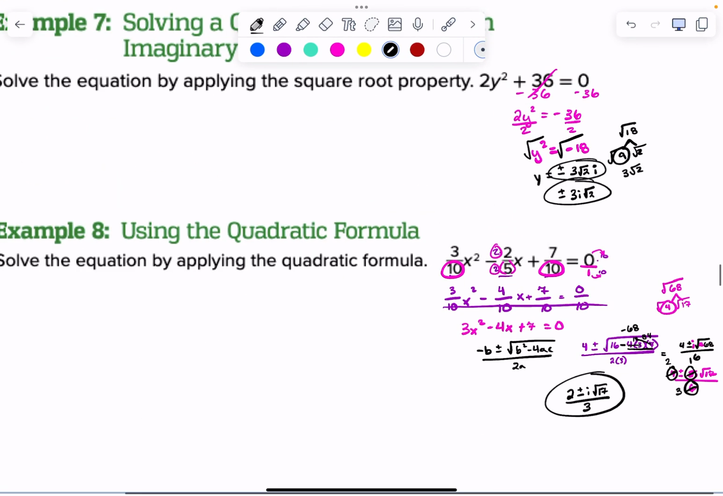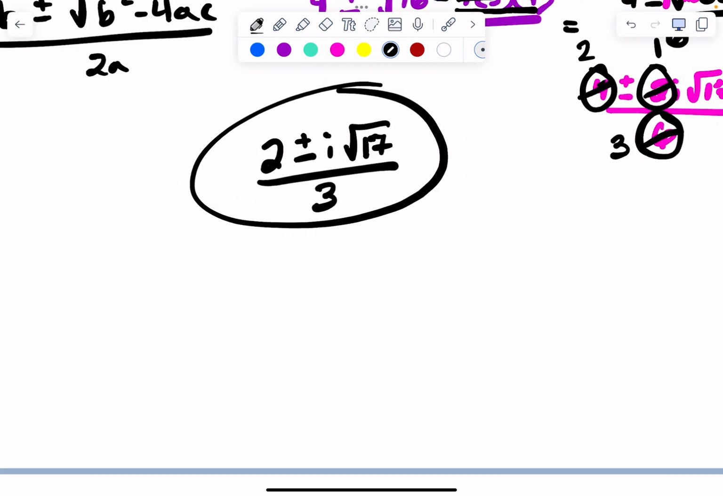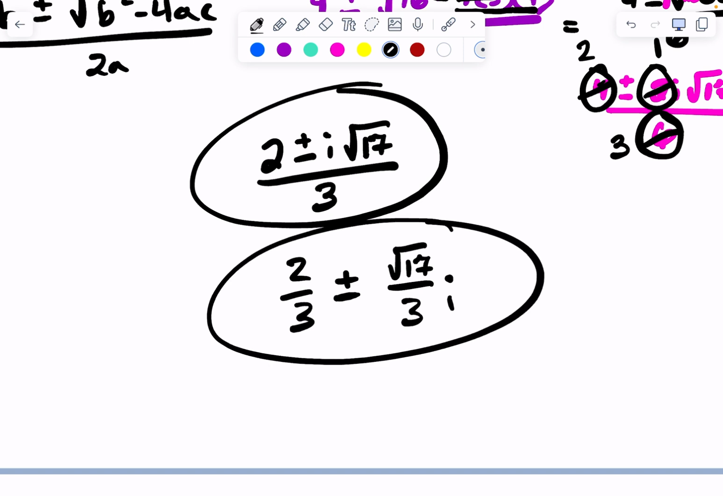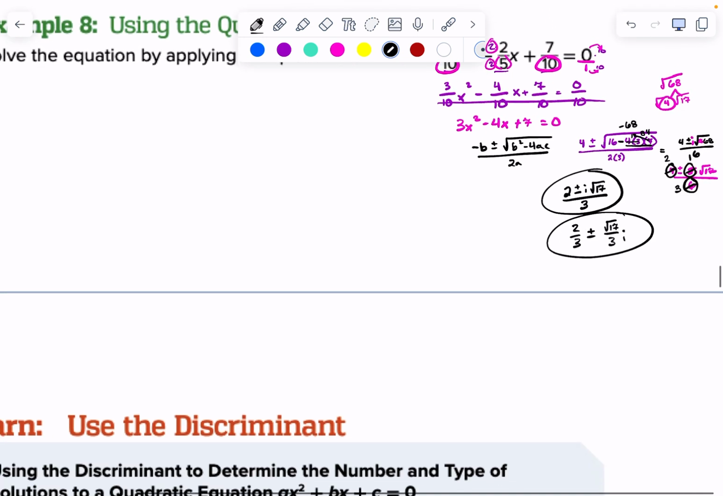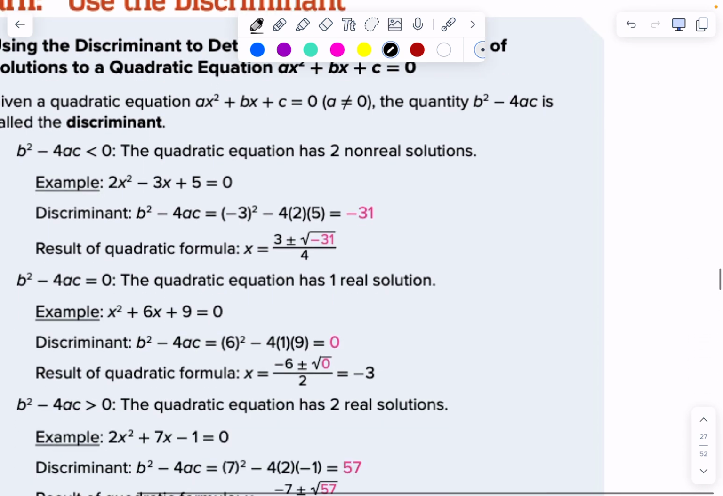Did they say they want it in the form of a plus bi? How would you put that in the form of a plus bi, by the way? 2/3 plus minus i square root of 17 over 3, or they'll probably write it with the i in front. If you see it that way, just FYI, it doesn't really matter. Okay, there is that. Oh, the discriminant is easy. I love the discriminant.